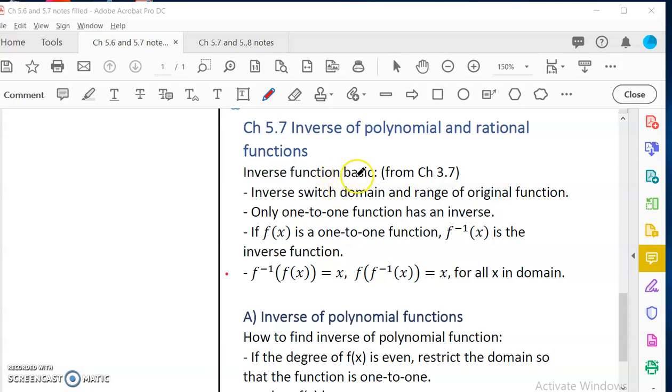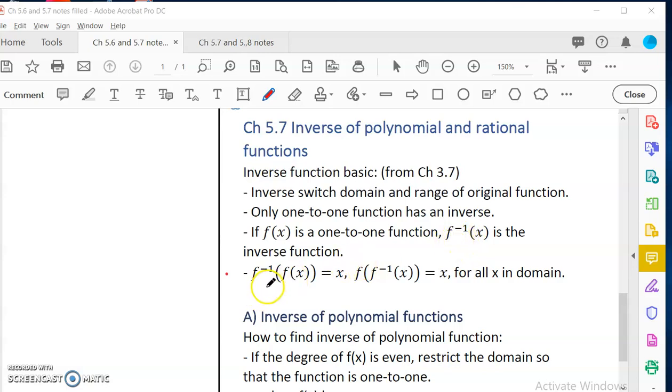We have gone over inverse function basics in chapter 3.7, so we just want to go over this briefly. If f is a one-to-one function, and only a one-to-one function has an inverse, then f to the power -1, written that way, is the inverse function. This is not 1 over f of x. It's just that f of -1 is the notation of an inverse function.